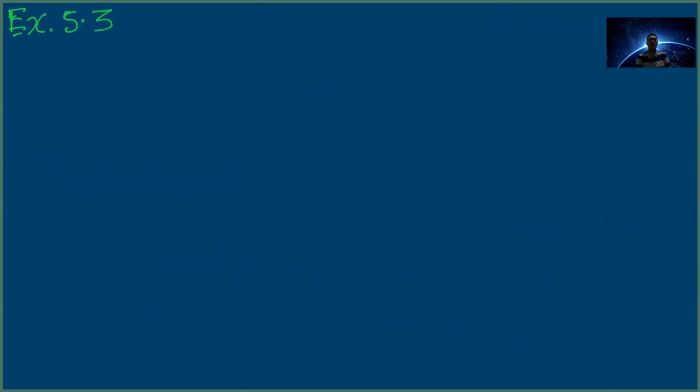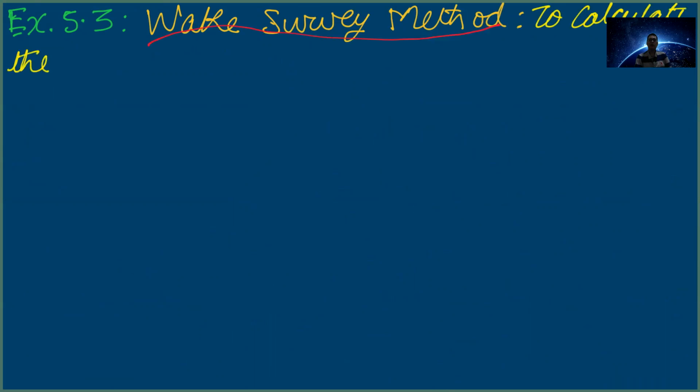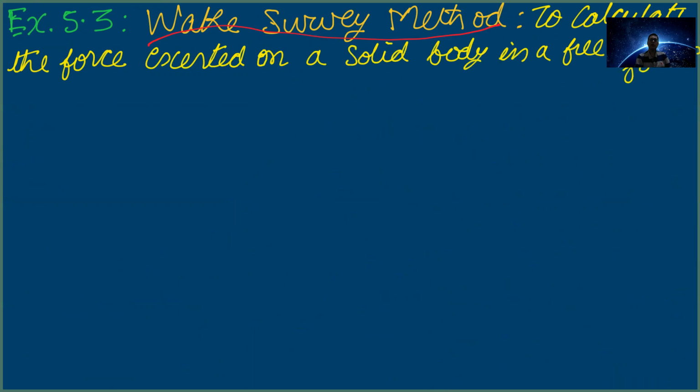The third problem corresponds to an external flow problem. The problem is basically we use a method commonly in experiment which is called the wake survey method to calculate the force exerted on a solid body in a free stream flow. This solid body could be like a flow across an aeroplane or flow across a car. But for simplicity, let us take flow across an object which is of circular shape.